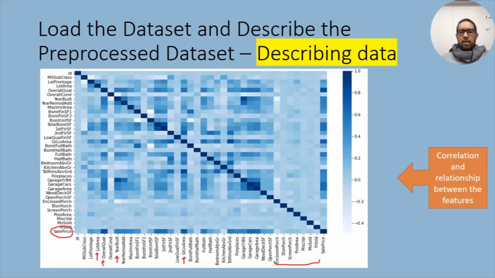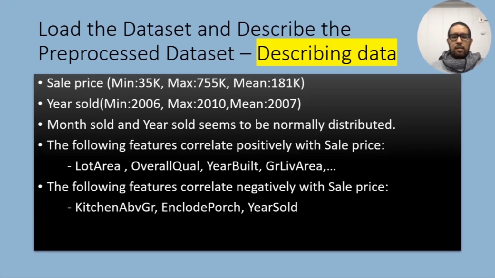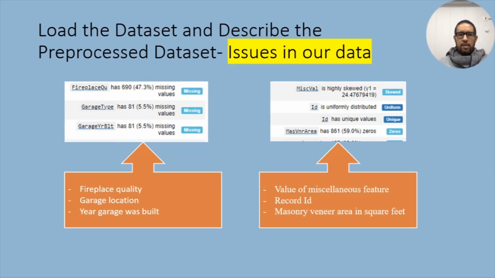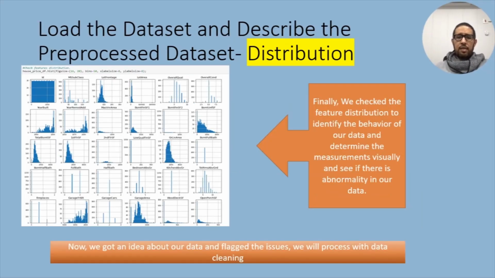So here is the correlation between the sale price and other features, and here are some of the insights we saw in our data. And those are issues that we addressed during the pre-processing. And here's the distribution of our features. So now we have an idea about our data and have flagged some issues. We will proceed with the data cleaning step.